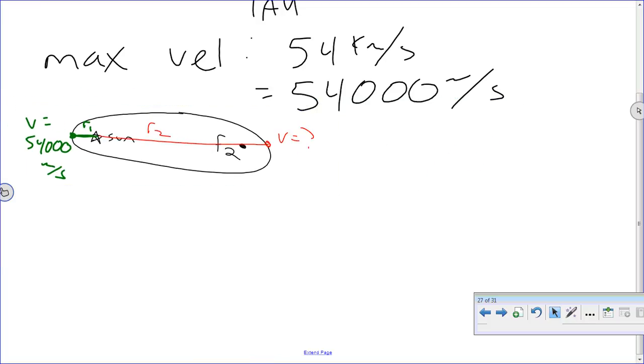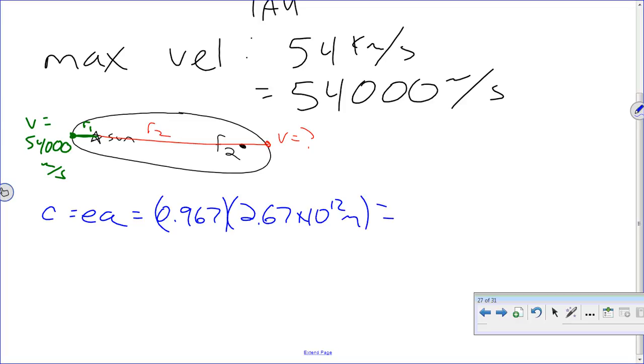Okay, so let's see. This means that C ought to be E times A, right? E is 0.967, is that what I said? Yes. And my A is 2.67 times 10 to the 12 meters. So that's going to be a number, I'm certain of it. Times 0.967. So that gives us 2.586 times 10 to the 12 meters. All right. So on my drawing here, that's this bit, C, right?